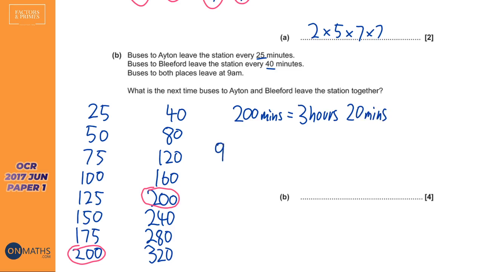So if it leaves at 9 o'clock, we just need to add 3 hours and 20 minutes to that time. So if we add the 3 hours, that would be 9, 10, 11, 12. So that would be 12, and then add the 20 minutes would be 12:20.